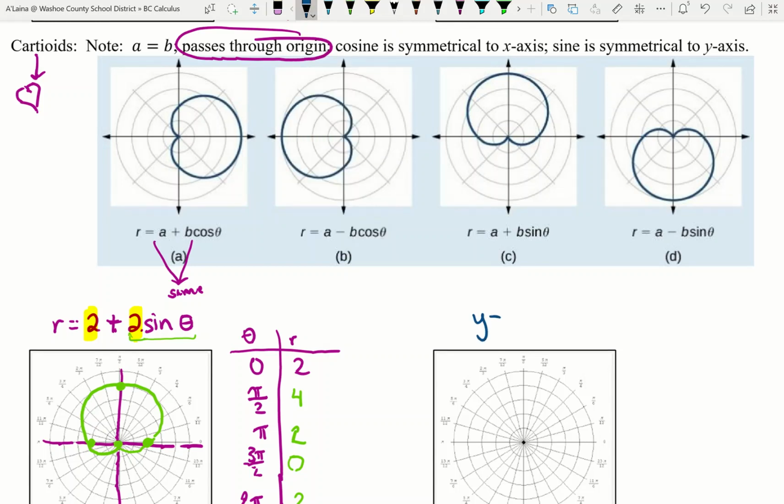r is equal to 3 minus 3 cosine of theta. Pause the video, try it, and then we'll compare.